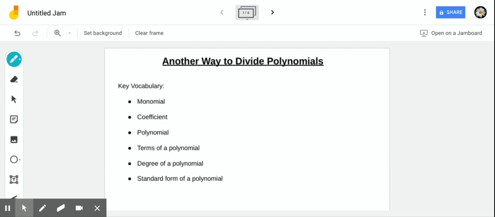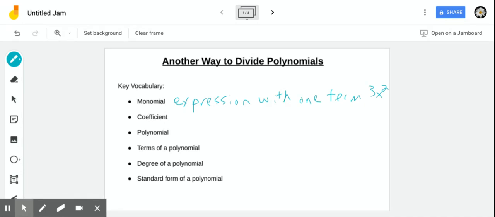So a monomial is an expression with one term. So maybe something like 3x squared. Okay, that's a monomial. There's only one thing. If it were 3x squared plus 1, that would be a binomial because there's two things. Or 3x squared plus x plus 1 would be a trinomial because there's three things.